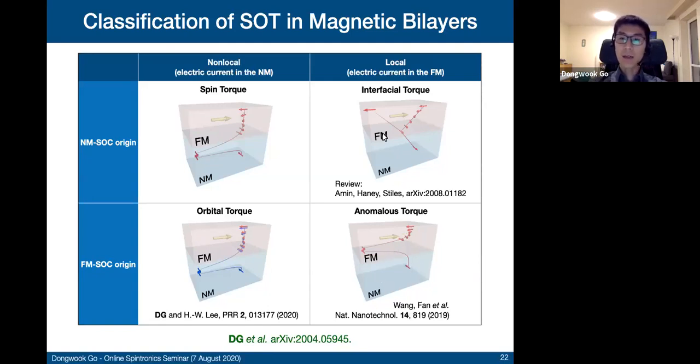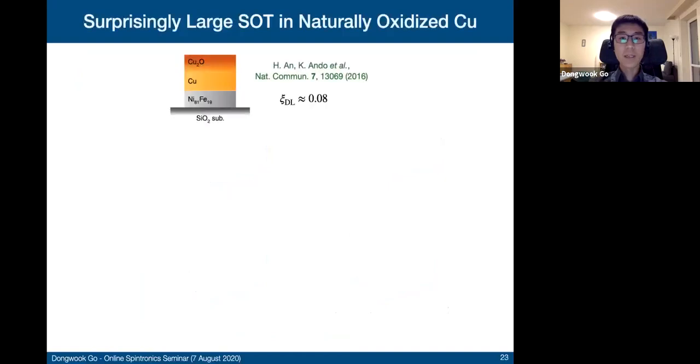By the way, about the interfacial torque, the definition of the interfacial torque here is very restrictive. It's a bit different from the general definition. So for details, please have a look at this nice review, which appeared, I think, this week or previous week on arXiv. Finally, I'd like to mention a few experimental signatures that I think could be orbital torque, but I'm not fully sure. But here it goes.